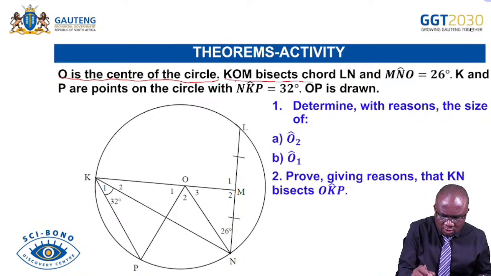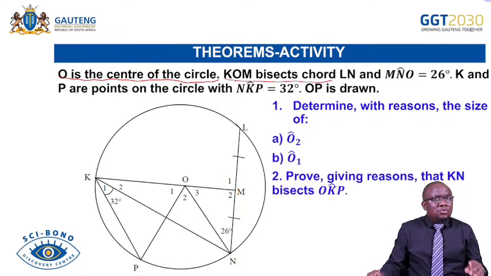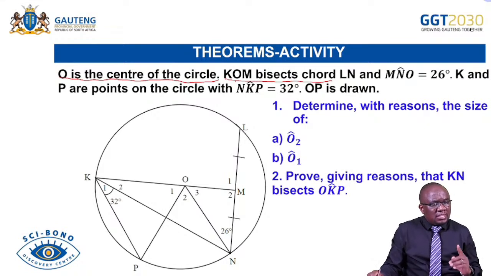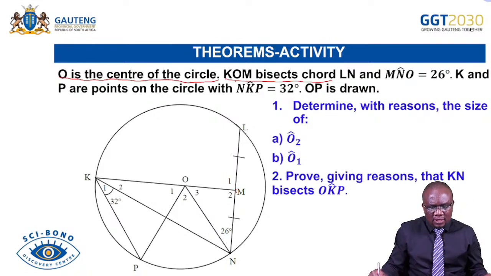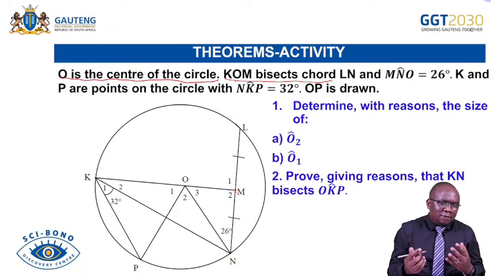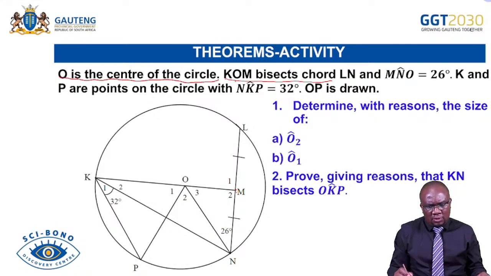KOM bisects the chord. Interesting. So there's a chord in it. So there's a line from the center to the chord. Is it bisecting the chord? Interesting. It's bisecting the chord because M is the center there. You see that? So try to get the information before you even look at the questions.